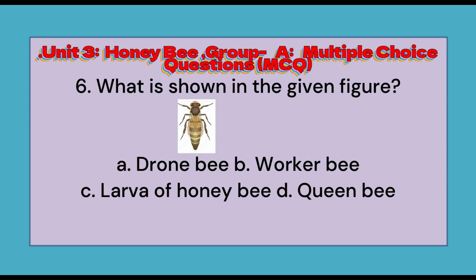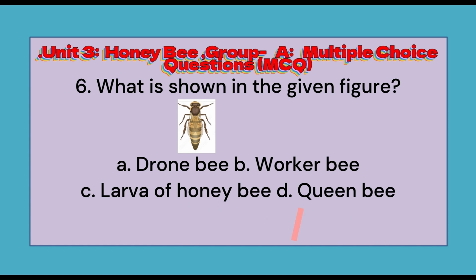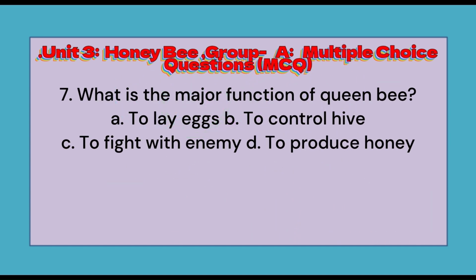6. What is shown in the given figure? A. Drone bee. B. Worker bee. C. Larva of honey bee. D. Queen bee. Correct answer: D. Queen bee. 7. What is the major function of queen bee?